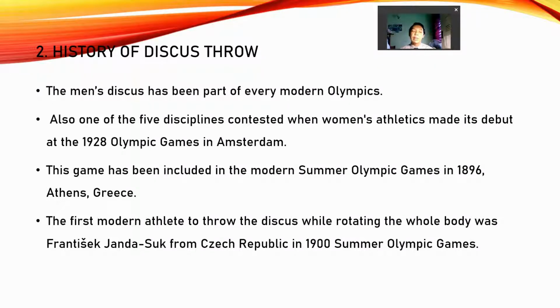This game was included in the first modern Summer Olympic Games in 1896 in Athens, Greece, which was won by the American Robert Garrett. The first modern athlete to throw the discus while rotating the whole body was František Janda-Suk from the Czech Republic in the 1900 Summer Olympic Games. He invented this technique when studying the position of the famous statue of Discobolus. After only one year of developing the technique, he earned a silver medal in the 1900 Summer Olympic Games.